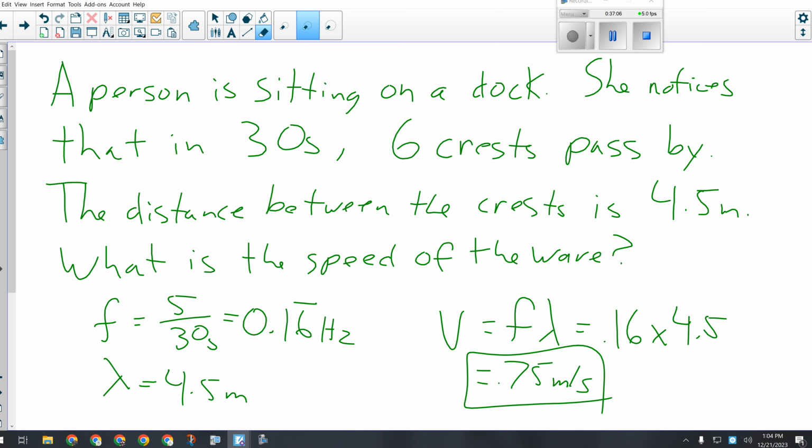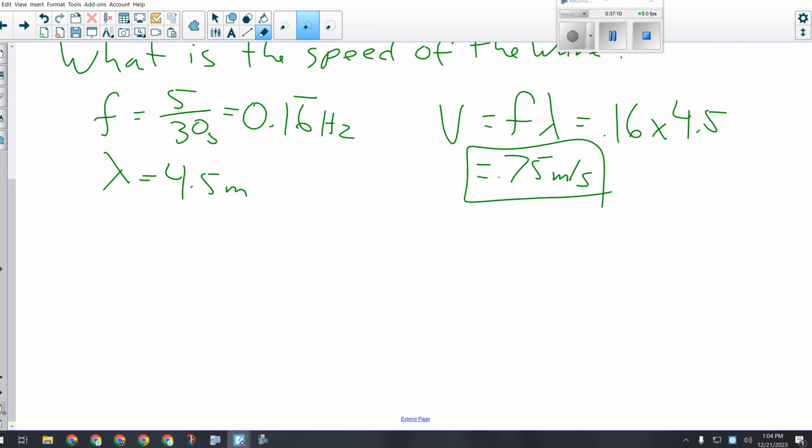Now, one other thing that can come up when we're doing wave equation problems is that they might tell you there's a sound wave traveling through air and the air temperature is this many degrees. If they do that, they're expecting you to use another formula that is on your formula sheet, and it looks like this: V equals 332 plus 0.6 times temperature.